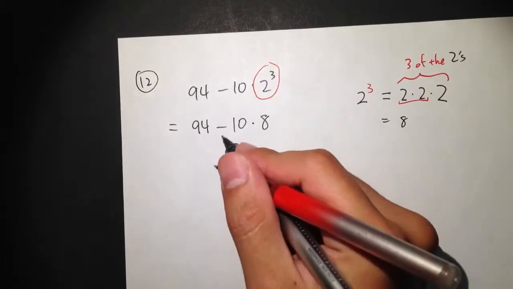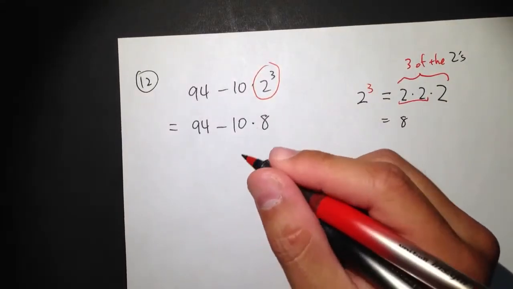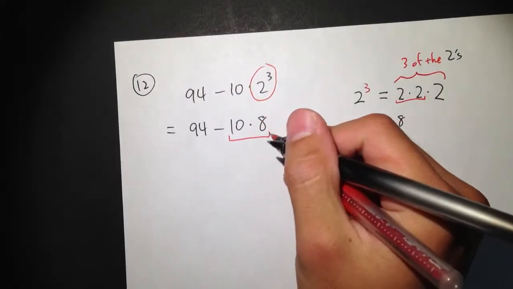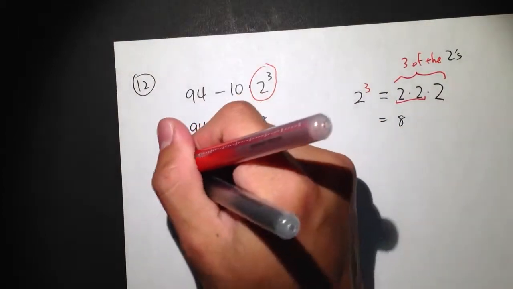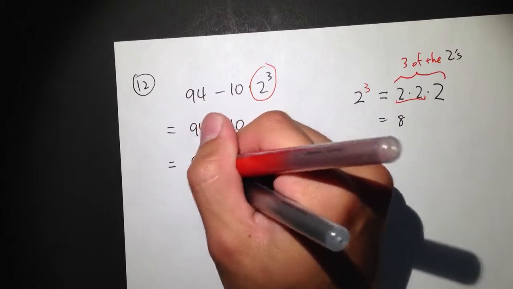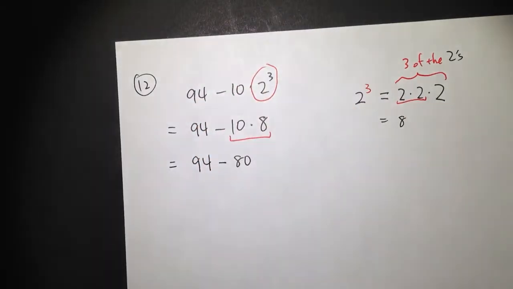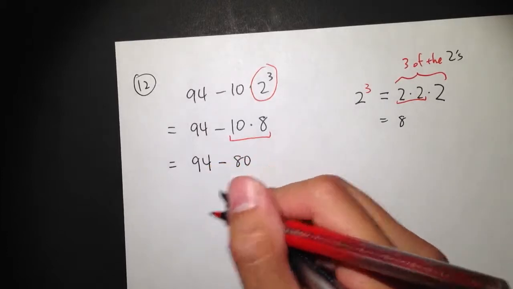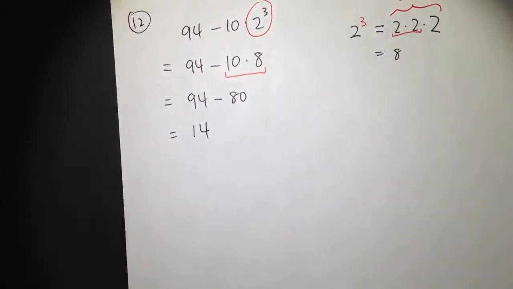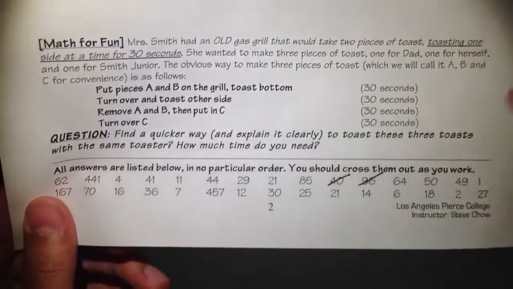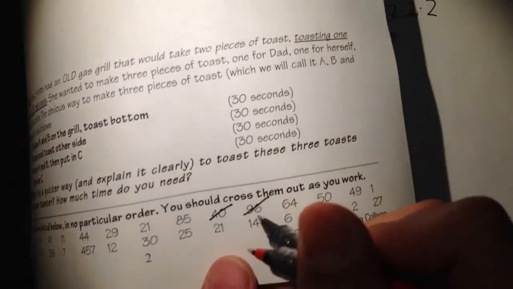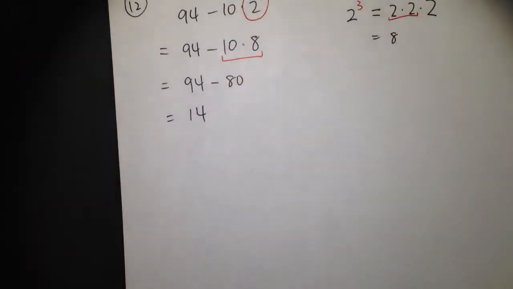Okay, then we see that we have subtraction and multiplication. We need to do the multiplication next. We need to do 10 times 8 next. Well, 10 times 8 is just 80. Then let's bring down the 94 and also bring down the subtraction. 94 minus 80 is equal to 14. And that's it, that's the answer. Of course, you should also always look down right here to check the answer. We're looking for 14, and 14 is right there. Okay?